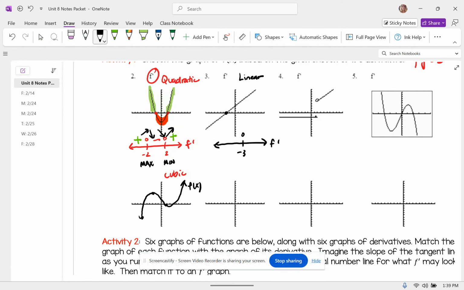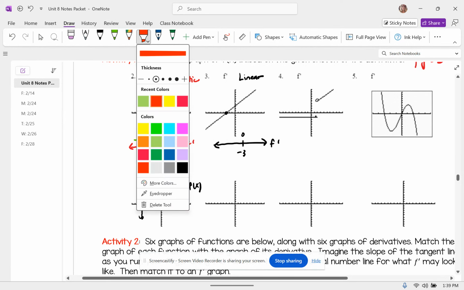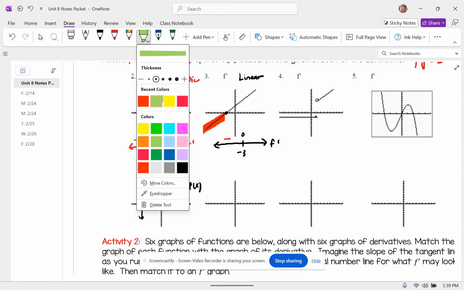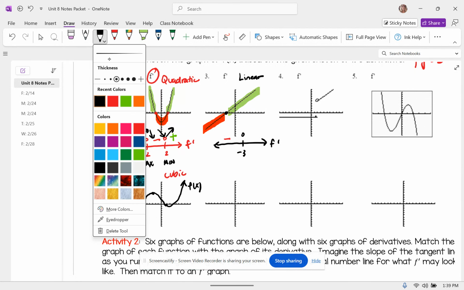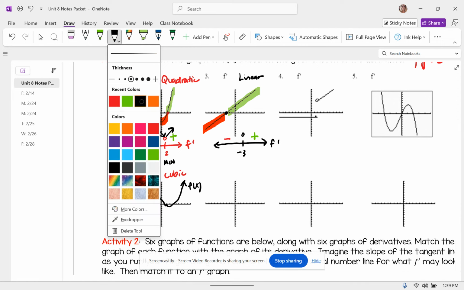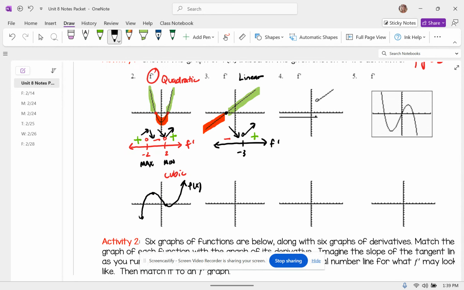And then to the left of -3, what are the outputs of the derivative function? Negative. And then to the right, what are the outputs of the derivative function? Positive. So what is -3 on the original graph? We go from decreasing to increasing. It's a min. If the derivative is linear, the original is quadratic. There is a minimum at -3.